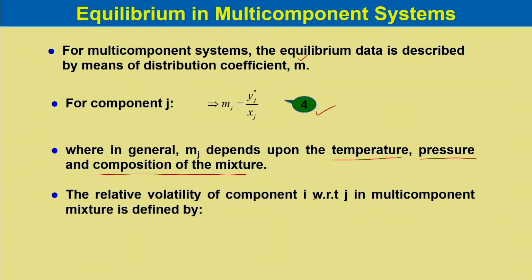The relative volatility of component i with respect to j in a multi-component mixture is defined by alpha ij, which is equal to yi star divided by xi, divided by yj star by xj. As we have seen before from equation 1, yj star into Pt is equal to xj into Pj v, the vapor pressure of component j. So, if we substitute over here, we will get this as mi divided by mj. This is equation 5.